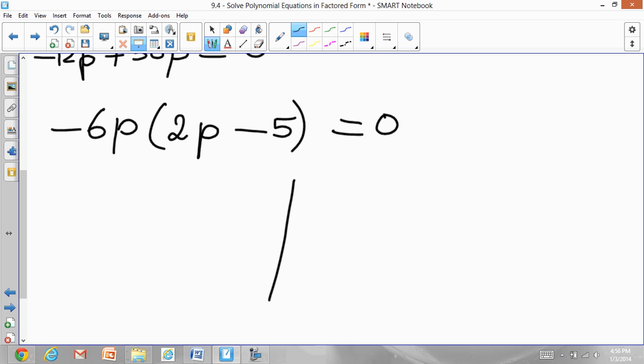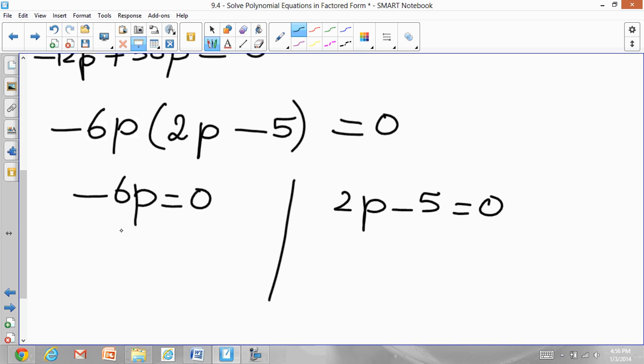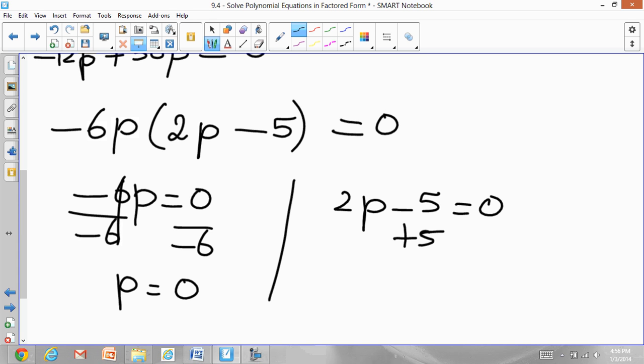So you have minus 6p is equal to 0, and you set up 2p minus 5 is equal to 0. Now divide by negative 6 on both sides. Cancel. You get p equals 0. This will be your two-step equation. Plus 5 on both sides. Get rid of the number which doesn't have a variable.